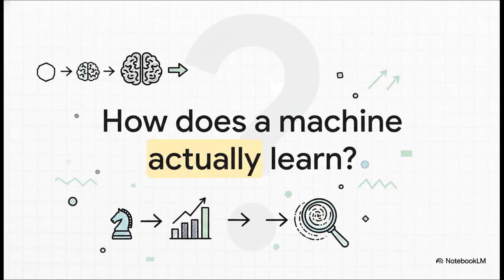So how does a piece of software go from being a total blank slate to suddenly predicting things, finding hidden patterns, or even crushing the world's best players at super complex games? It's a really cool process, and it all boils down to one thing: how it's taught.